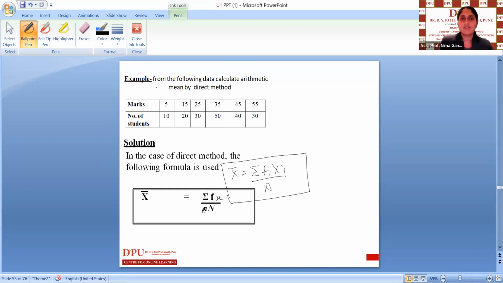So here what is given? Marks are given and the number of students are given. So in the first column, you have xi given and the respective frequency is already given. So 5, 15, 25, 35, 45, and 55. The frequencies are 10, 20, 30, 50, 40, and 30. What is the meaning of this? There are 10 students who have scored 5 marks. There are 20 students who have scored 15 marks. 30 students have scored 25 marks. 50 students have scored 35 marks. 40 students have scored 45 marks and 30 students have scored 55 marks.